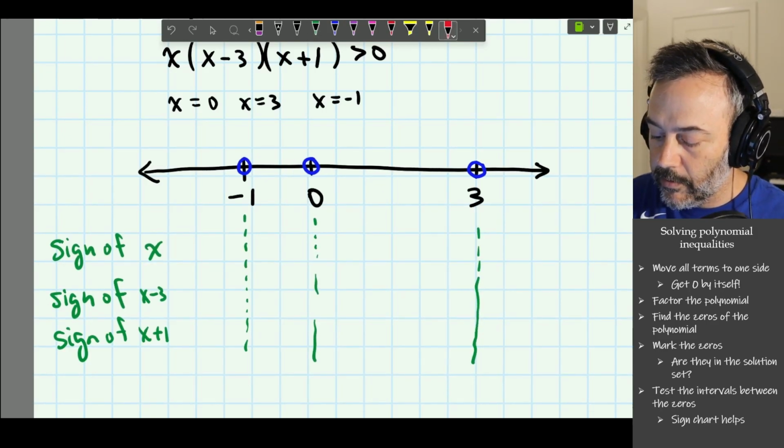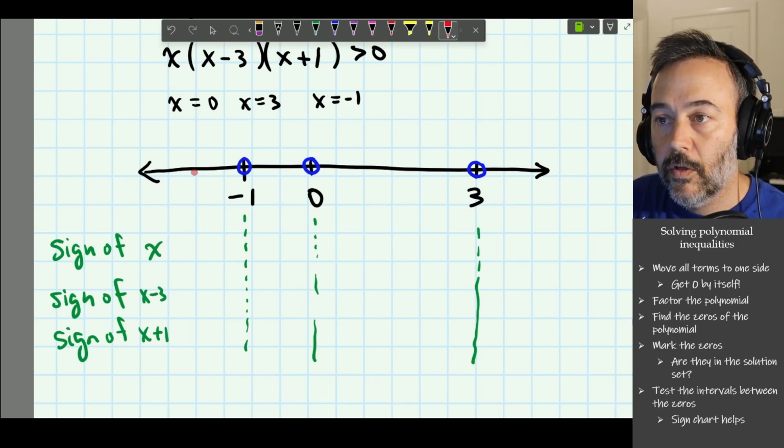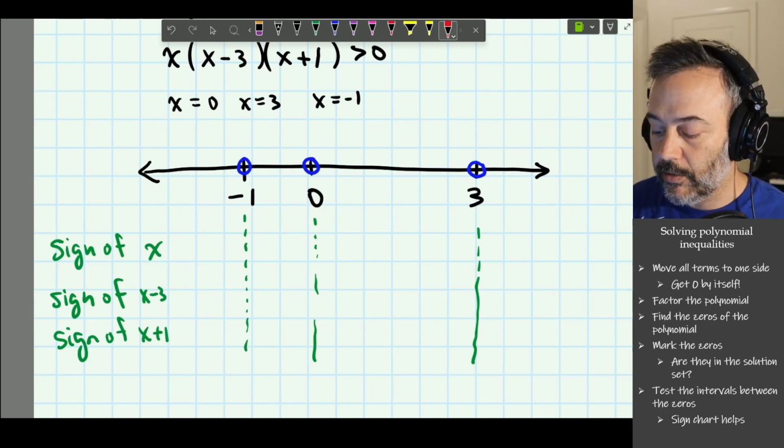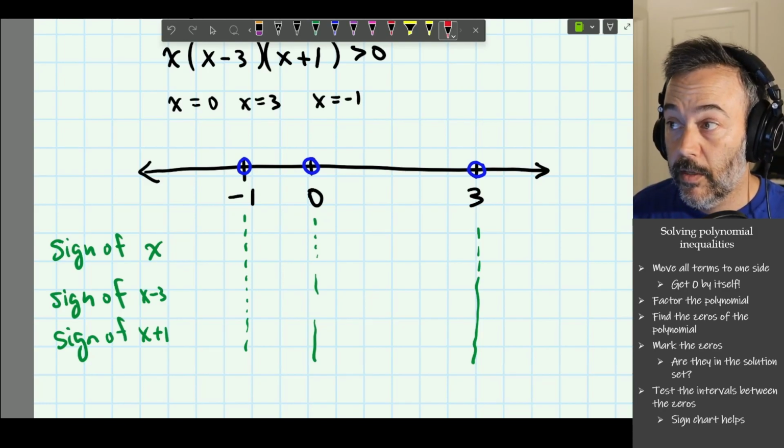And we have 4 intervals. We have the interval to the left of -1. We have the interval in between -1 and 0. And we have the interval between 0 and 3. And we have the interval to the right of 3. So there's 4 intervals here that we need to check.